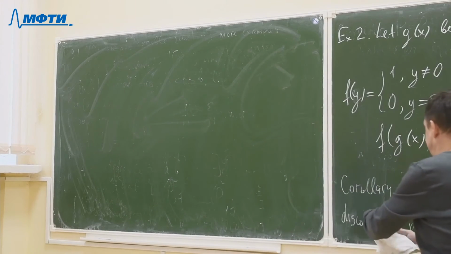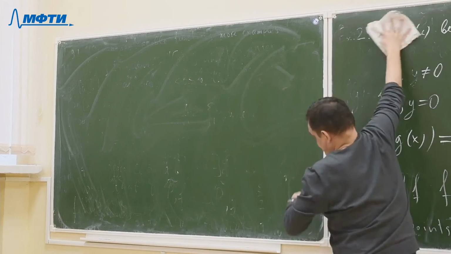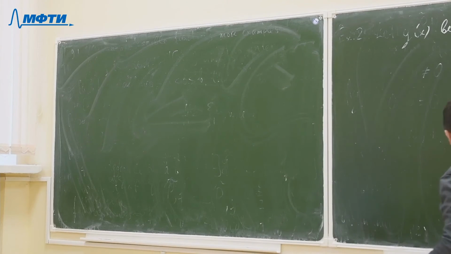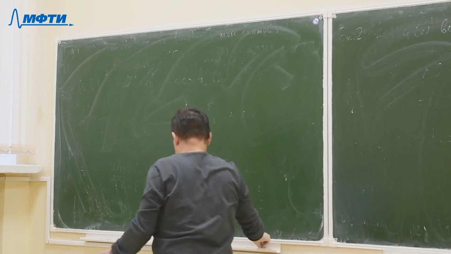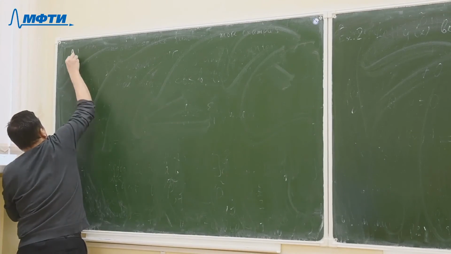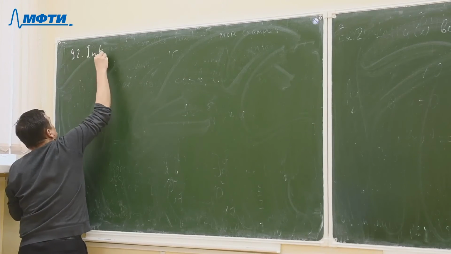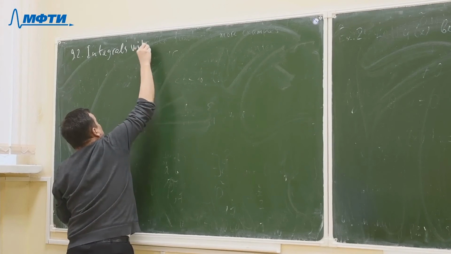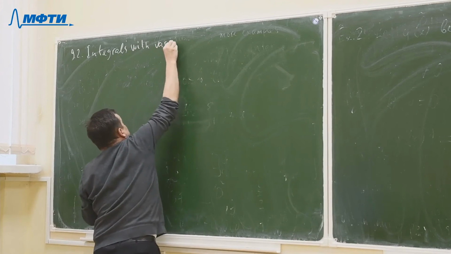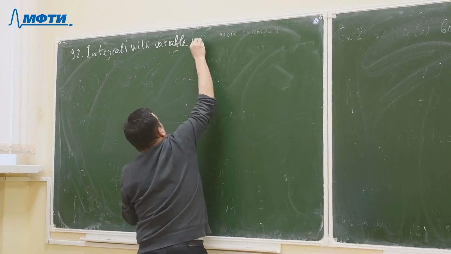So, now, the next section is related to differentiation and integration. Section 9.2, integrals with variable upper limit.